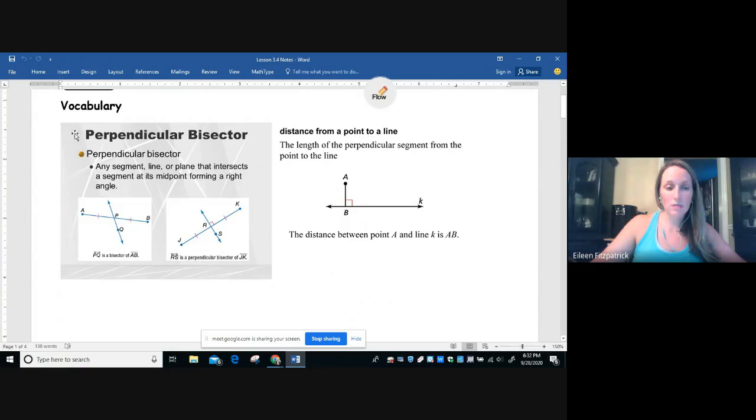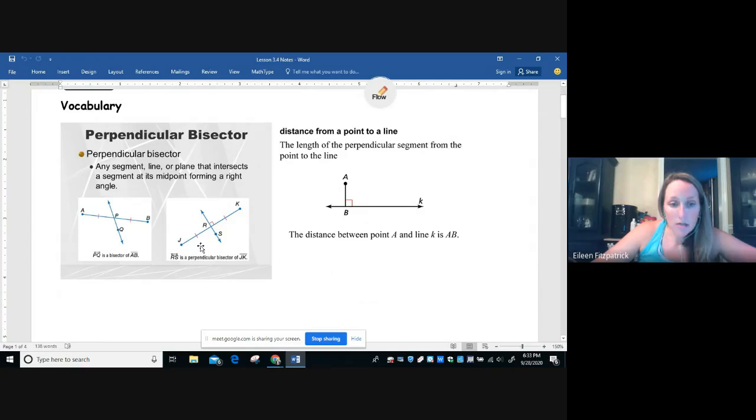So when two lines are perpendicular, they intersect to form a right angle. So put those two ideas together and you have a perpendicular bisector. All right, so perpendicular bisector: any segment, line, or plane that intersects a segment at its midpoint forming a right angle. So if you have this segment AB, and then you have this line PQ, and P is the midpoint, and we know it's the midpoint because of the two little tick marks. AP is marked congruent to PB, okay?